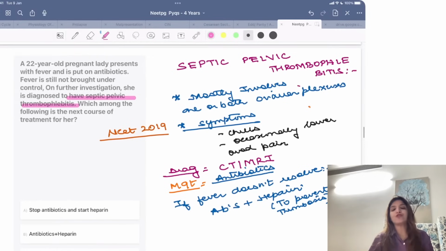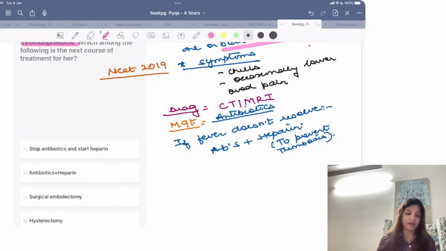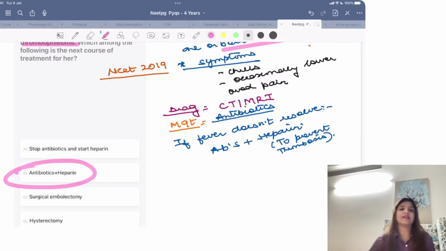Now, septic pelvic thrombophlebitis, when it happens, most of the time we have seen it will involve one or both ovarian plexus. Symptoms are that the mother is going to have fever with chills. Occasionally she may have lower quadrant pain. Management of septic pelvic thrombophlebitis is basically antibiotics, but if fever is not resolving, then to prevent thrombosis from happening, you are going to give antibiotics plus heparin. So the management is antibiotics and heparin.